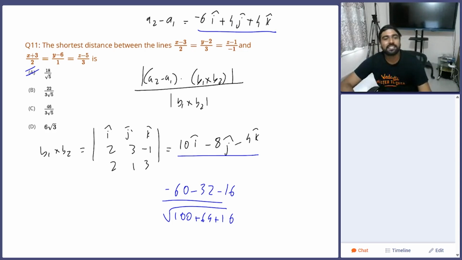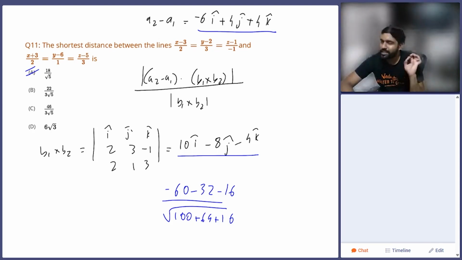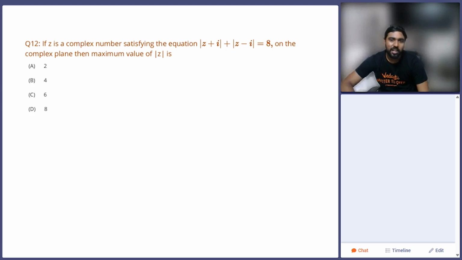Okay, everyone? Hope the idea is clear. So very basic, simple manipulation is all that you have to do over here. Simple question, not very difficult. Simple manipulation, and you are very easily getting the answer over here. Chalo, moving on. Let's have a look at the next one.